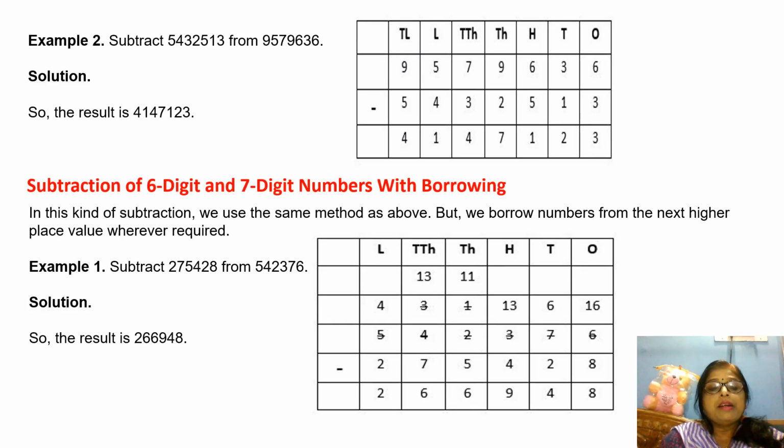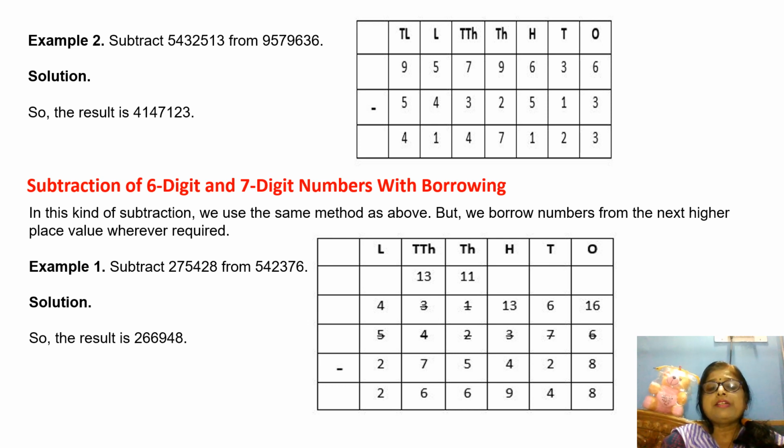My dear student, next example is subtract 54 lakh 32,513 from 95 lakh 79,636. Students, one thing you have to see here. It is a 7-digit number and it is also a 7-digit number. Don't worry about it. After lakh, you are getting 10 lakh. This value of 10 lakhs I have given you only for entertainment. Don't worry about it. If you can't solve it, then you can leave this.